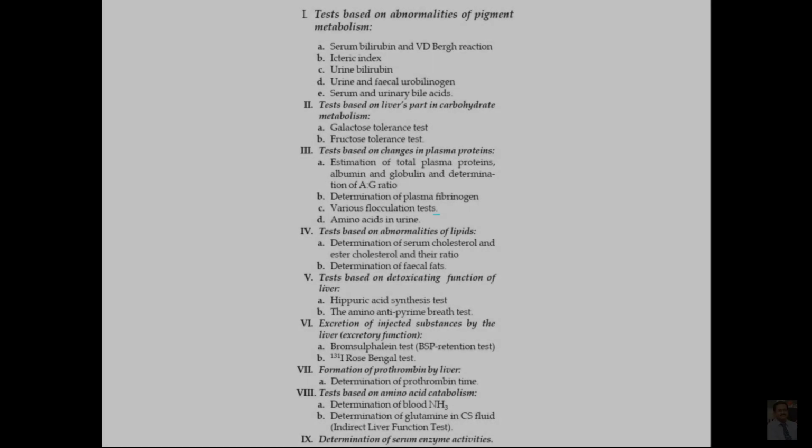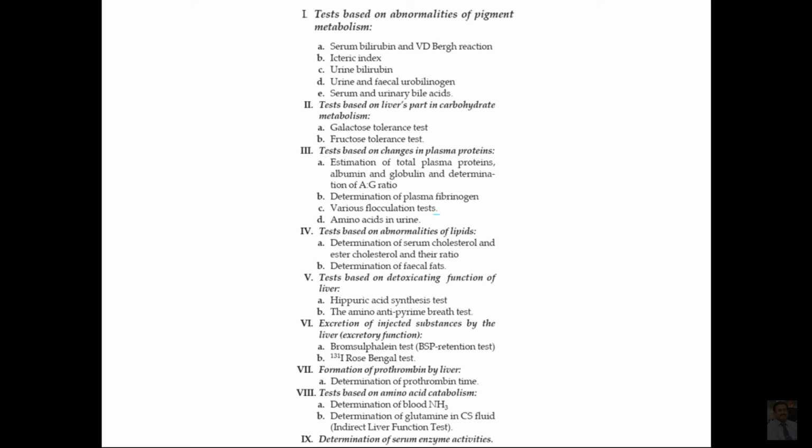So today we are going to learn about the different tests based on the abnormalities of pigment metabolism and tests based on the liver part. That is based on the different metabolism, because the liver is a major organ involved in carbohydrate metabolism, amino acid metabolism, and lipid metabolism. So many functions are there for the organ liver.